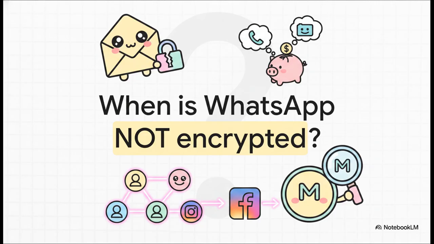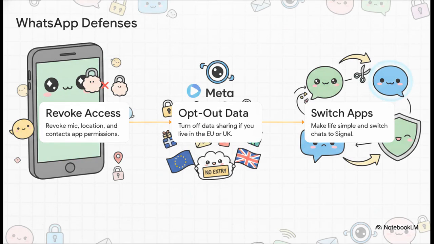It aggressively asks you to upload your entire contacts list to find your friends, right? Well, Meta then takes that list, cross-references it, and links it directly to your Facebook and Instagram profiles. To lock down your messaging, experts highly suggest going into your phone's system settings and fully revoking WhatsApp's permissions to your location, your microphone, and your contacts.